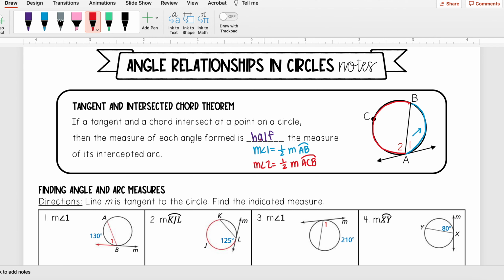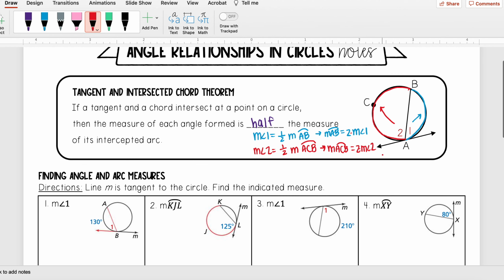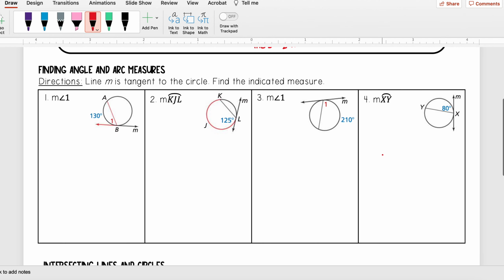And you can always do it vice versa as well. So maybe you're given the arc first. That would mean that measure of AB is equal to 2 times measure of angle 1. And this would translate to being that measure of arc ACB is equal to 2 times the measure of angle 2. So let's go through some examples of using that.